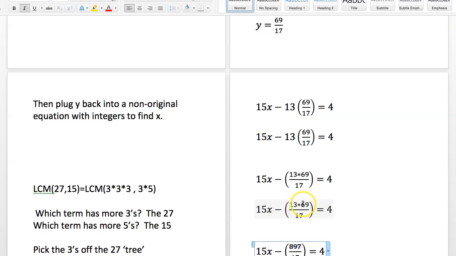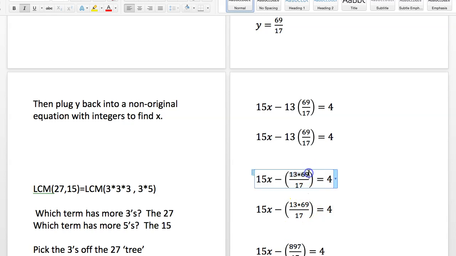Now 69 is 3 times 23, so it's 13 times 3 times 23. But all those are prime, and none of those are 17. 3, 13, and 23 are all prime, and 17 is prime. So no canceling occurs here.